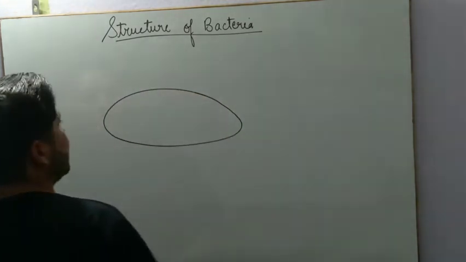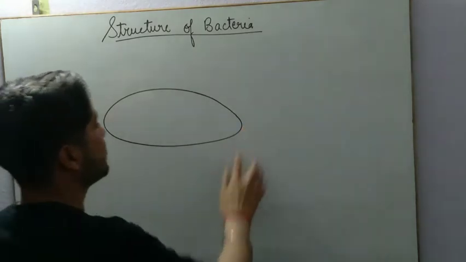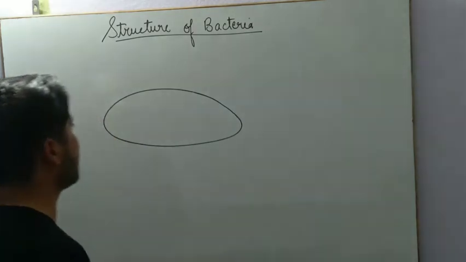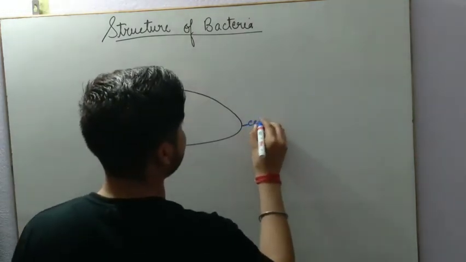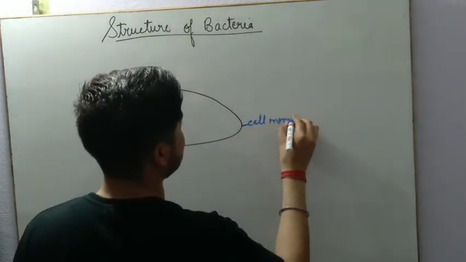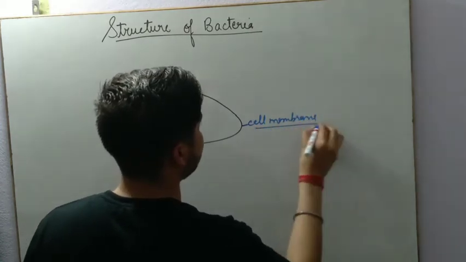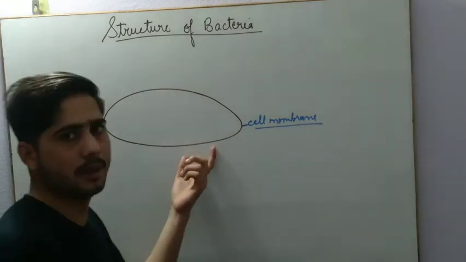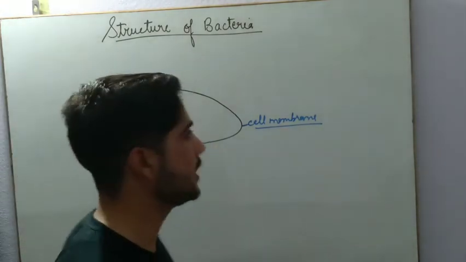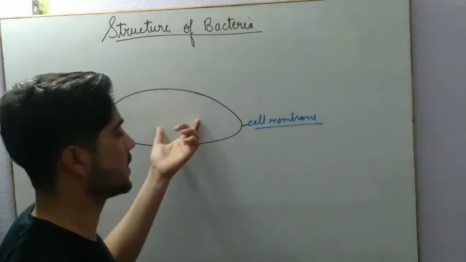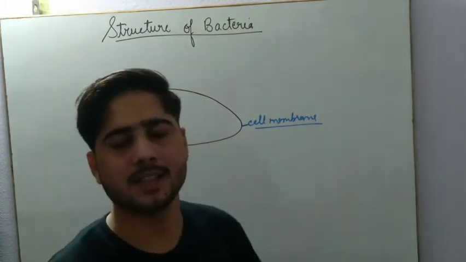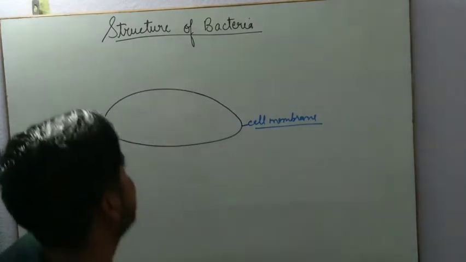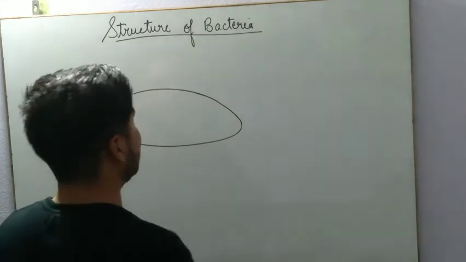This membrane is made from a phospholipid bilayer, and this is called the cell membrane. The cell has many organelles and components, and all these components are inside this membrane. This membrane is also called the cytoplasmic membrane. And what else is there in this structure?